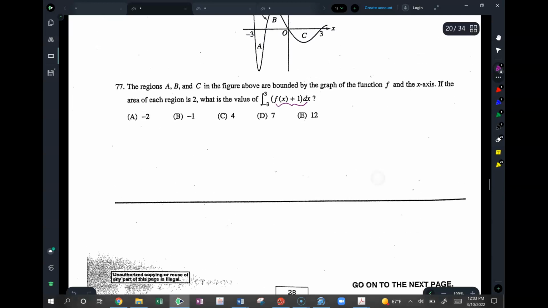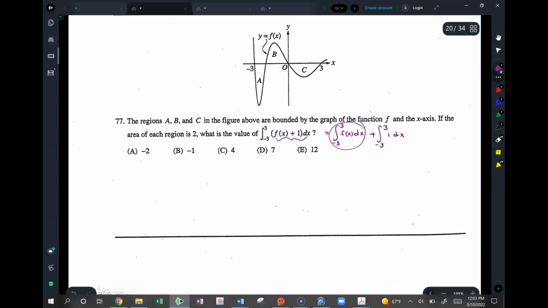Okay, so here's what we're going to do. You can rewrite this as the integral from -3 to 3 of f of x dx plus, separated, the integral from -3 to 3 of 1 dx. This is the area of the function as it stands now. So this is -2, +2, -2. This is 1 times 3 plus 3, 6. So at the end of the day, that's an 8, right? No, 4, C.